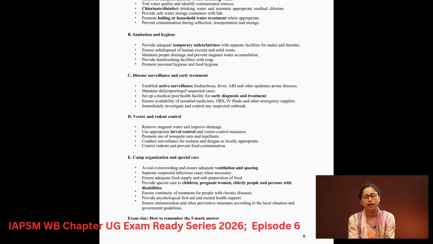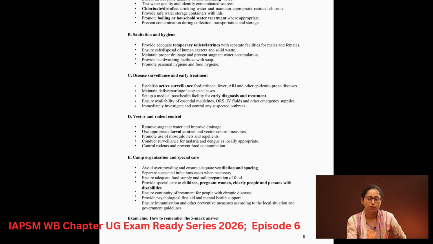And finally, the camp organization and special care. So, to avoid overcrowding and ensure adequate ventilation and spacing, separate the suspected infectious cases whenever necessary, ensure adequate food supply and safe preparation of food, provide special care to the vulnerable population, that is children, pregnant and lactating mothers, elderly people and persons with disability. We need to ensure continuity of the treatment for people with chronic diseases. We need to provide psychological first aid and mental health support, and ensure the immunization and other preventive measures according to the local situation and the guidelines.